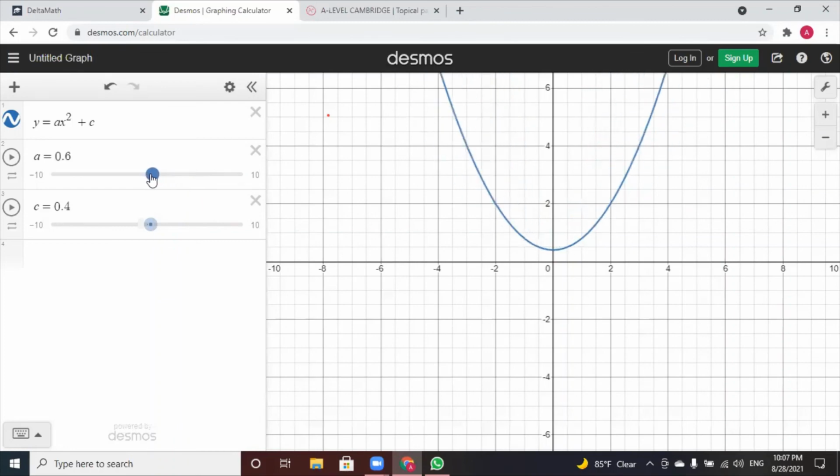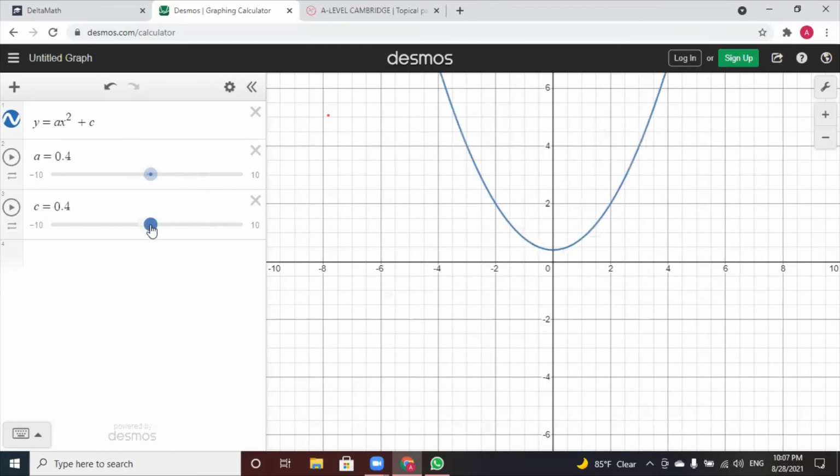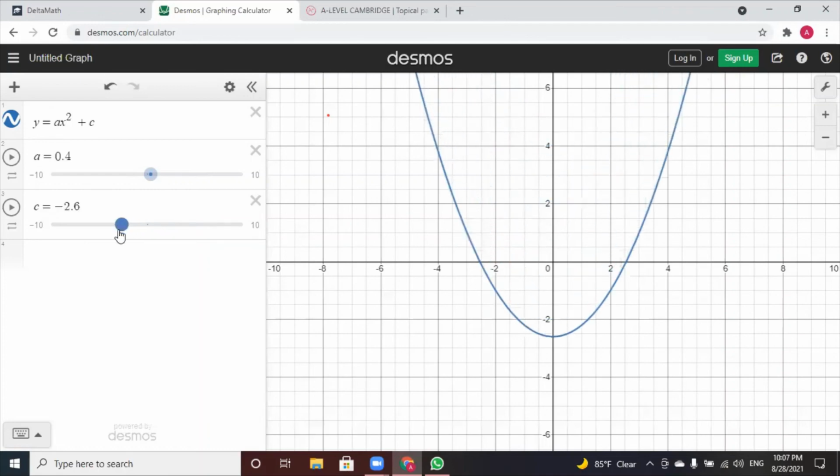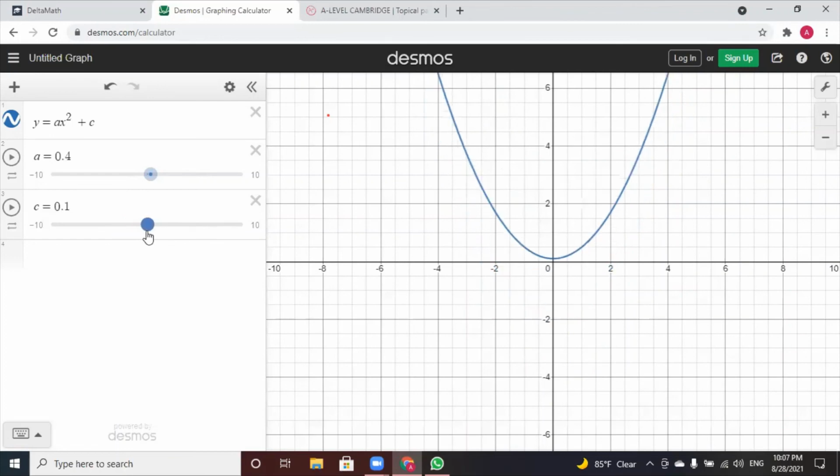So this has to do with the stretching of graphs, whereas the c has to do with the translation of graphs. So as I increase c, it looks like the graph is moving up, and as I decrease c, it looks like the graph is moving down. So this is also a nice tool to show how graphs change as I change certain parameters.